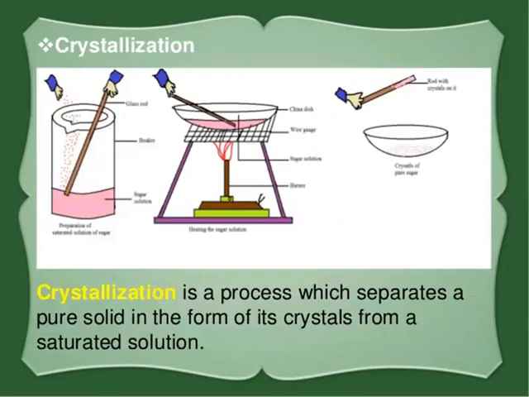Crystallization is a process which separates a solid in pure crystal form from a saturated solution. Crystallization is usually done to obtain pure crystals of sugar from its sample, pure salt also from its sample, pure alum from its sample, and so on.